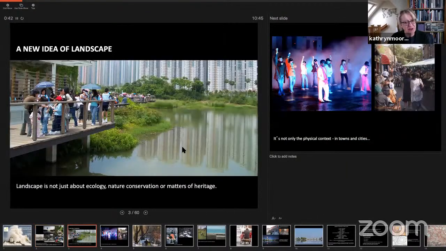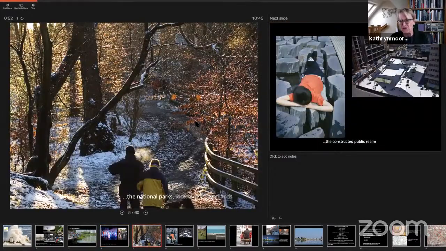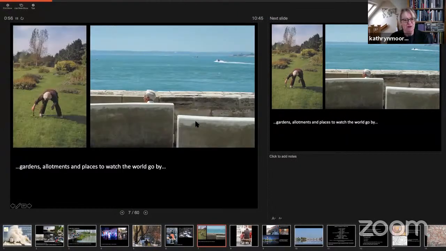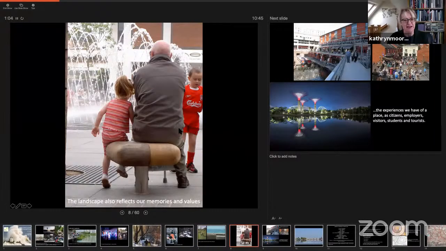So this new idea of landscape is that it's not just about nature conservation and ecology, and it's not just about the physical context or the national parks or the constructed realm, public realm, or the gardens and allotments and the places that we sit in to watch the world go by. The landscape also reflects our memories and our values.